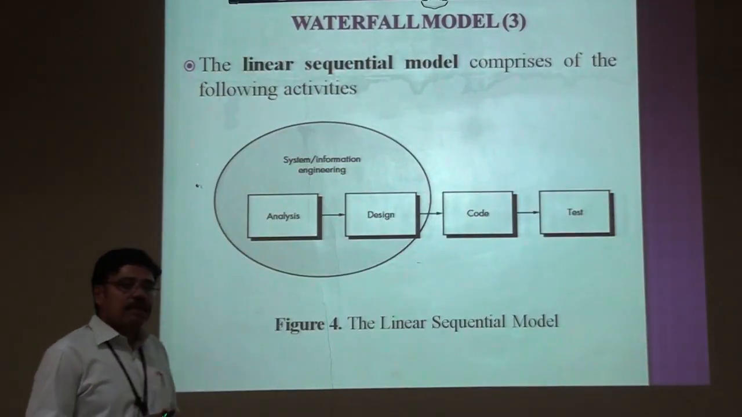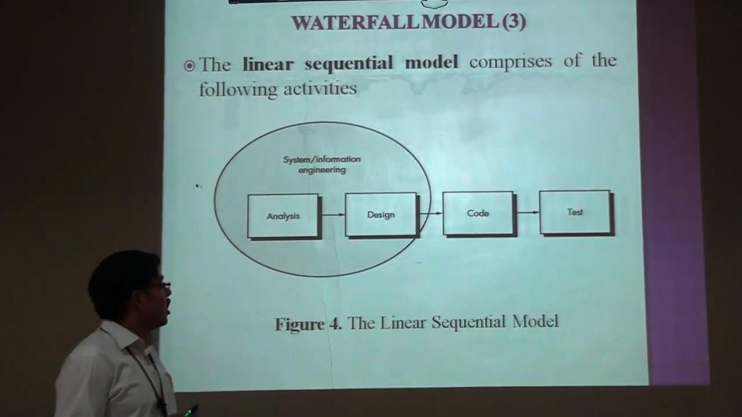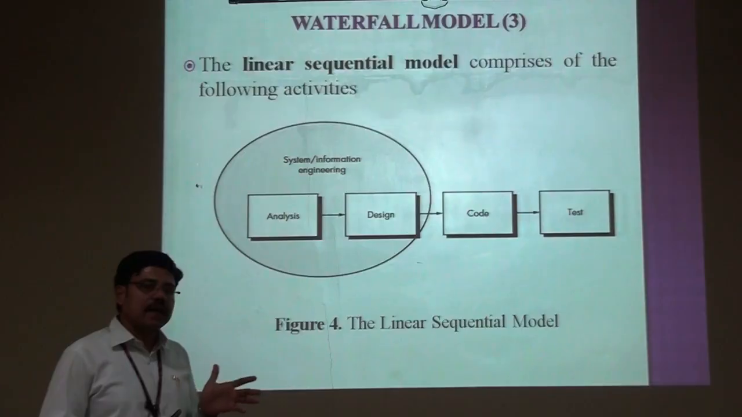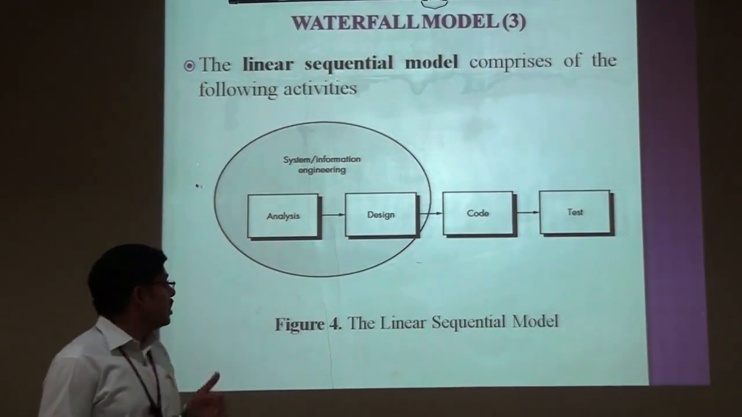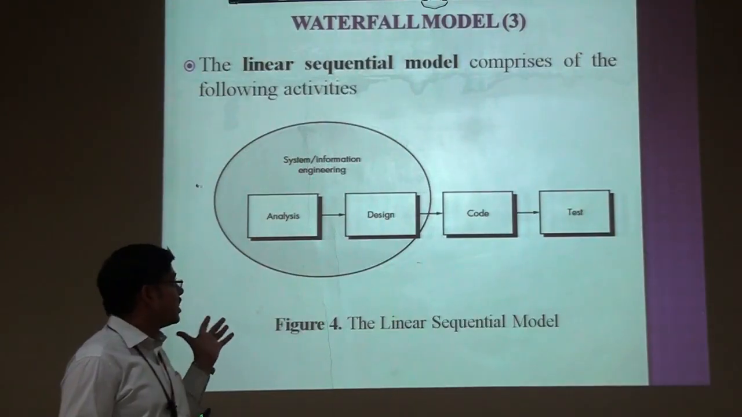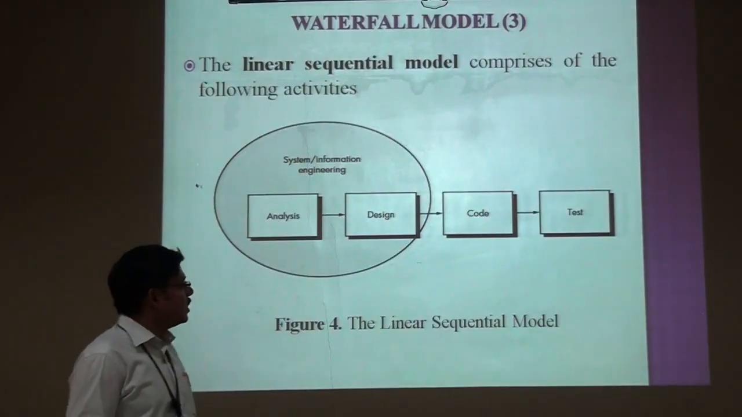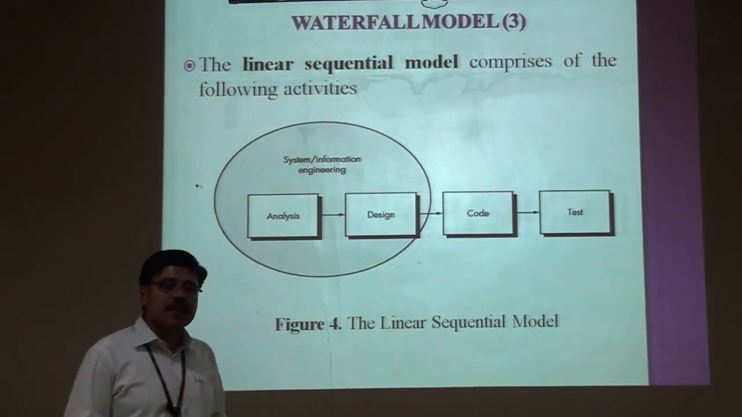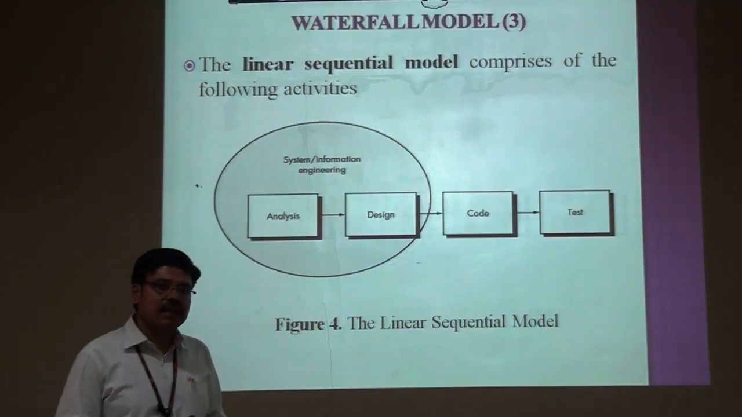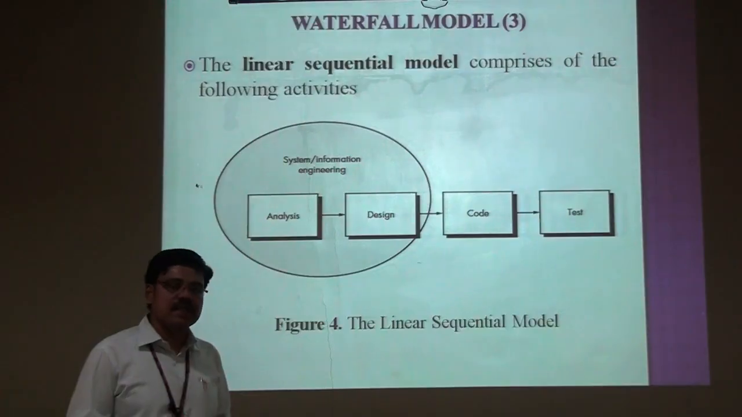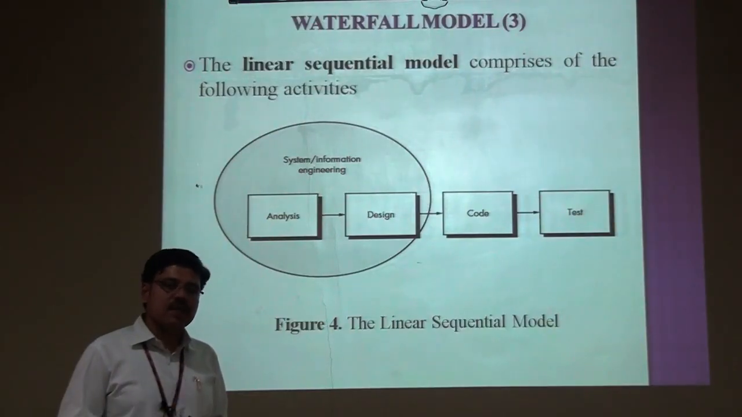So this is the process model diagram for the linear sequential model. It includes analysis, design, coding, testing, and debugging, that is maintenance, as well as documentation. The analysis and design are included in the system and information engineering process. In analysis, we gather the requirements and plan the budget and schedule. Once the feasibility study is carried out, and if it is possible to implement the project, then we move on to the design phase.